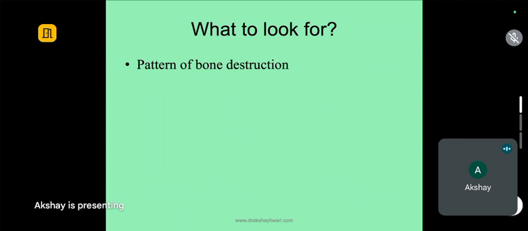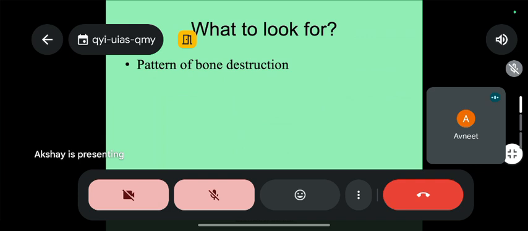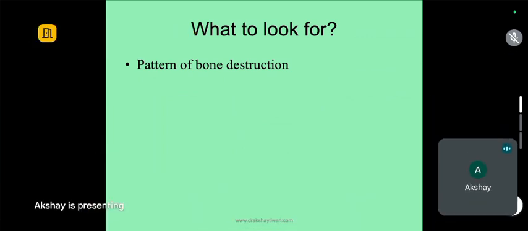What are the three? Avneet, you can say. Geographic, permeative, moth-eaten, yes, and geographic. Yeah, so the least active or benign is geographic. Intermediate is moth-eaten. Moth-eaten typically myeloma mein hota hai. For you, you are going to get osteosarcoma, Ewing sarcoma or chondrosarcoma. For you, it will usually be a permeative type of bone destruction. So bone destruction is what the tumor is doing to the bone. So that is bone destruction. So permeative type of destruction is usually what you'll get.